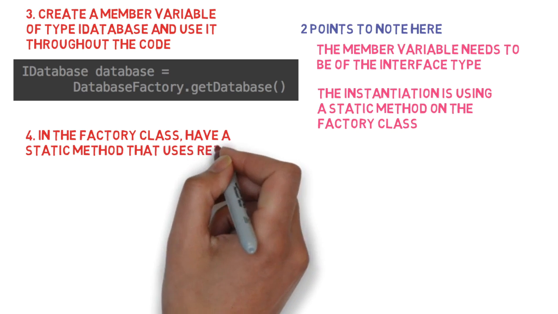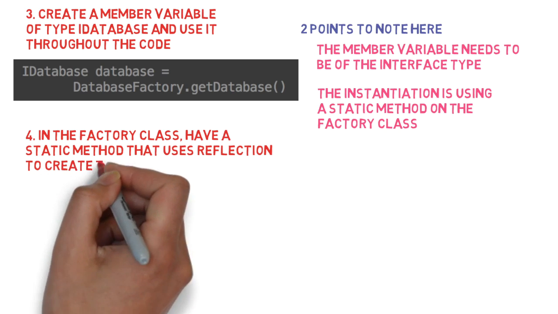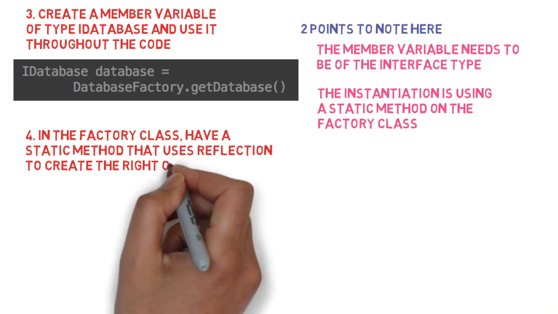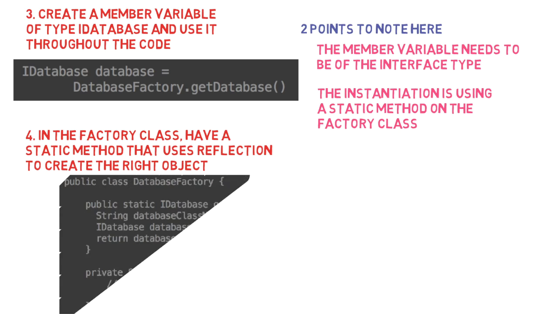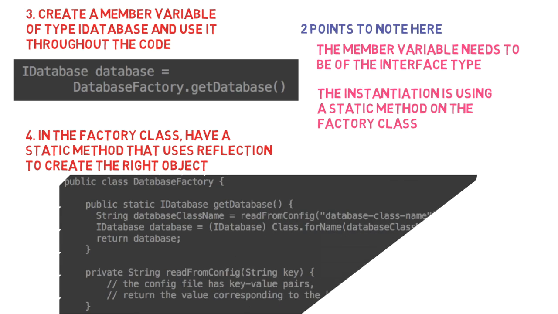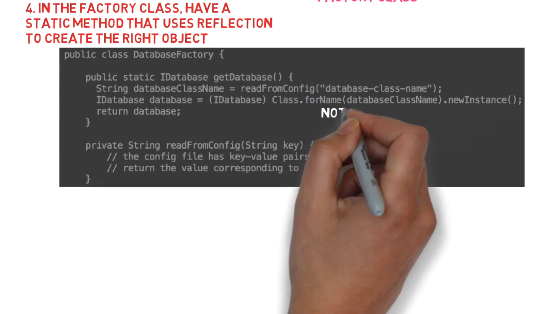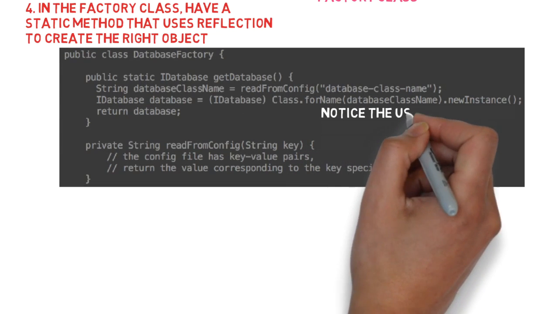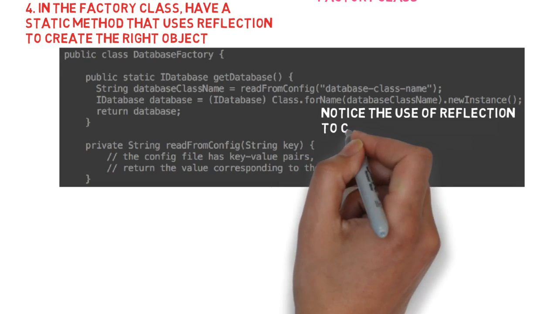Now we look at what the database factory class looks like. We can have a static method which uses reflection to create the right object. So we have the database factory, we have the static method getDatabase within it, and this particular method will use reflection to get the right instance of a database based on whether we have switched over or not. There's a lot of stuff going on here. Let's see this one at a time.